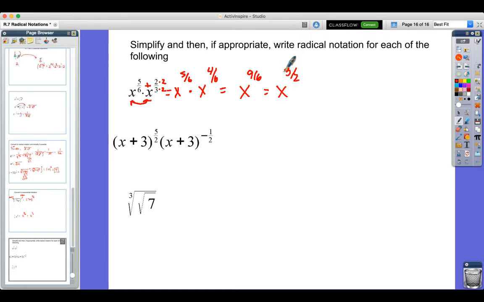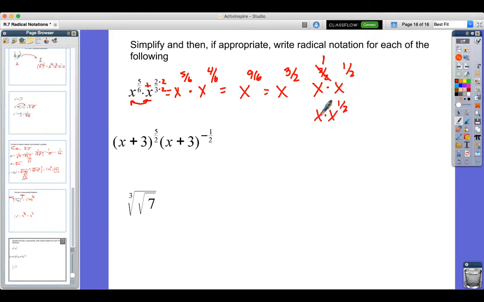Now, how many times can 2 go into 3 evenly? 1 time. So we get 1 x out, and then we get a remainder of 1. Now, it comes out like this because it's 2 over 2, which becomes 1, which if it's just a 1, we don't write anything. So that's why we leave it as x times x to the 1/2.